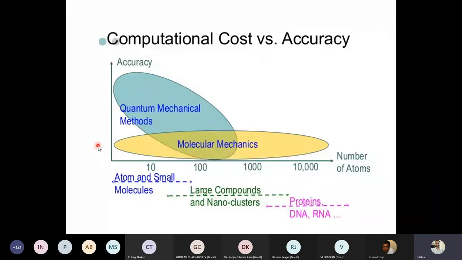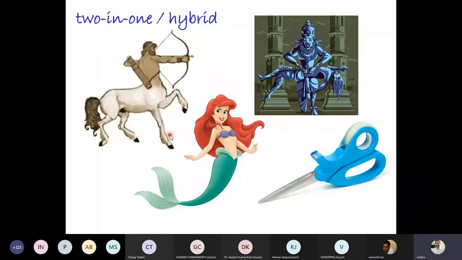So now we have 2 different methods of different strength. Molecular mechanics, you can use for an extremely large number of atoms. Quantum mechanics, you can do very accurate methods, but for that you need to have only a small number of atoms. So what to do in such a case where we have 2 different requirements, but we want to build a single machine? The answer lies in many of our study books.